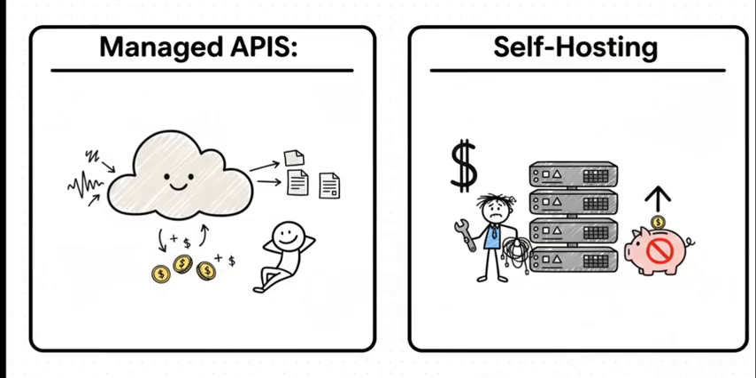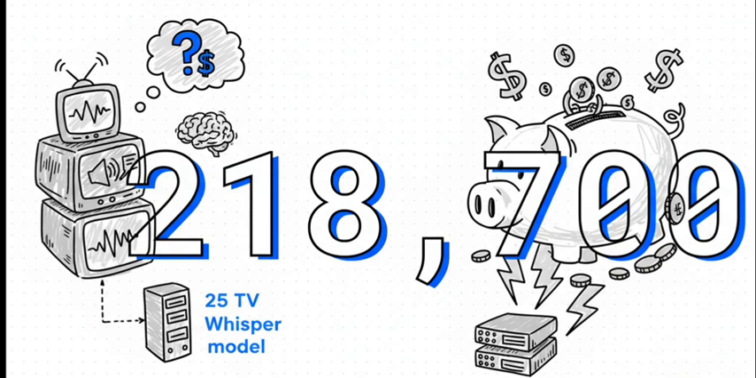When you're ready to go live, you've basically got two paths. Path 1, use a managed API from a company like Deepgram or Google. You pay by the minute, but you don't have to worry about any of the hardware. Path 2, host an open source model like Whisper yourself. You don't pay per minute, but you better be ready to invest some serious cash in GPUs and engineering time. And to see just how huge that difference can be, check out this real-world story.